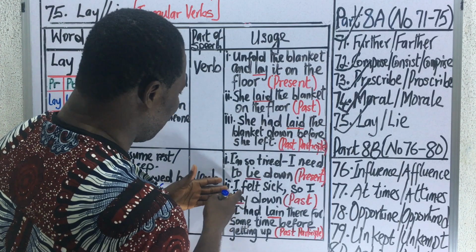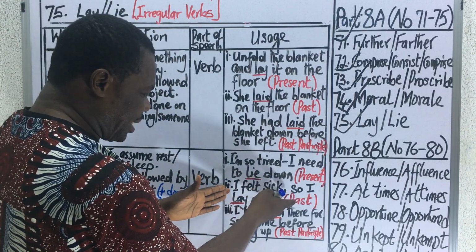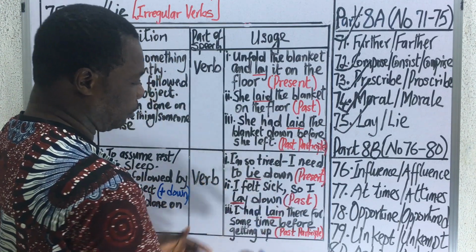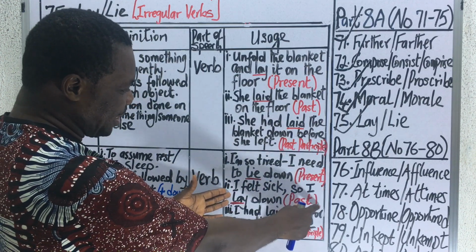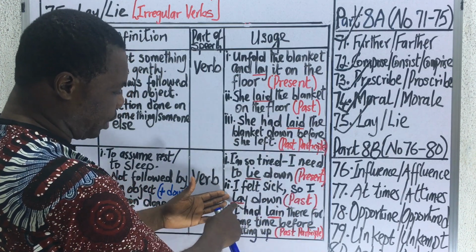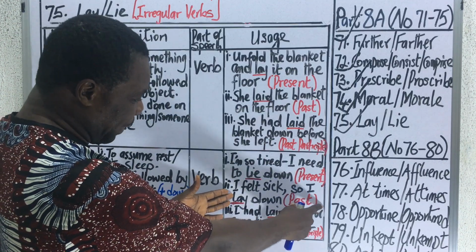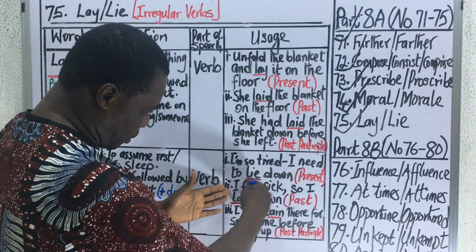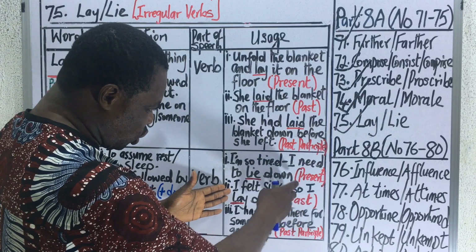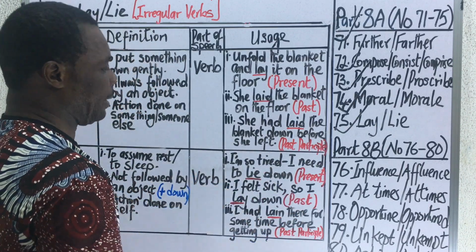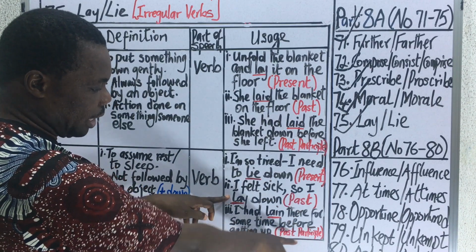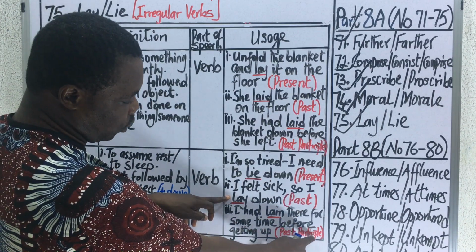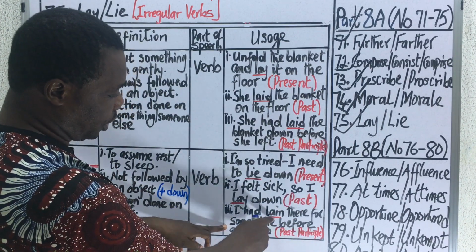Then number two, we have: I felt sick, so I lay down. This is the past tense form of the word lay. Lay is the past tense form of the word, and this expression is the past tense usage of the word lay. Number 3, I had lain there for some time before getting up. This is the past participle usage of this word, lay.